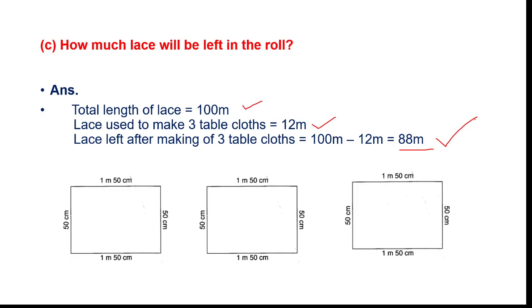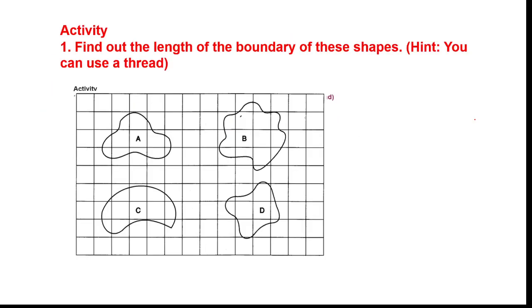Moving to the next page. Now here we have an activity: find out the length of the boundary of these shapes. Children, this is our irregular shape and you have to find the length of its boundary, meaning you have to find the perimeter of these irregular shapes. We have already discussed such type of questions. Here you have to use thread.